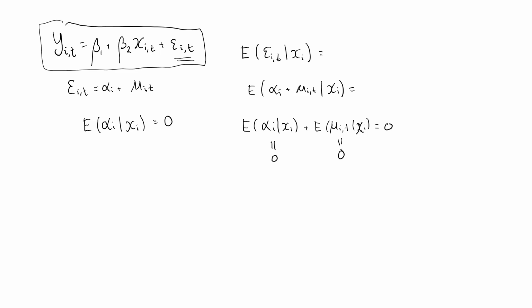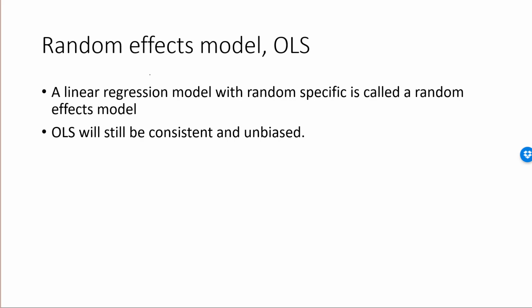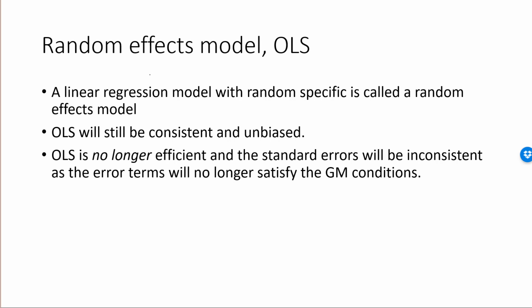We need all of the Gauss-Markov assumptions. I will not get into the details, but you can show that these error terms will not satisfy the Gauss-Markov conditions, even though the mu it's will. There will be a correlation between the error terms of the same individuals between two different time periods. We know the consequences of this. That means that OLS is no longer efficient and the standard errors are inconsistent. So for a random effects model, OLS is not efficient, the standard errors are bad.